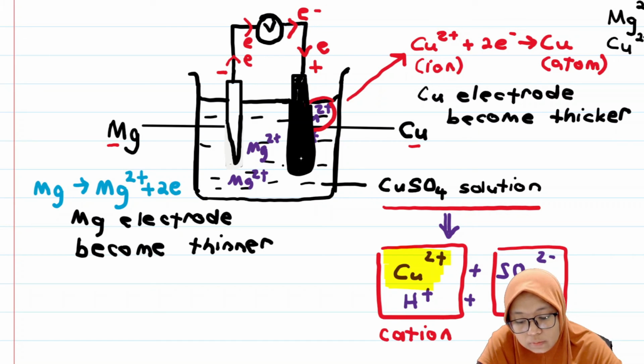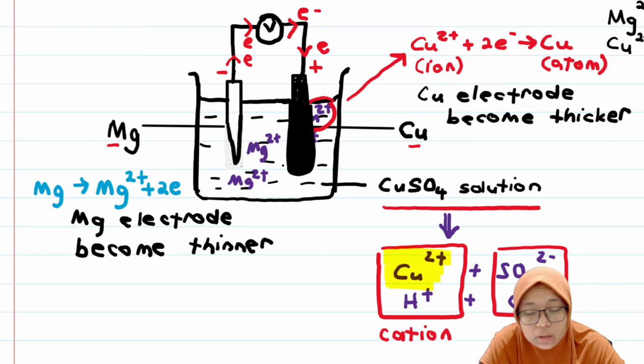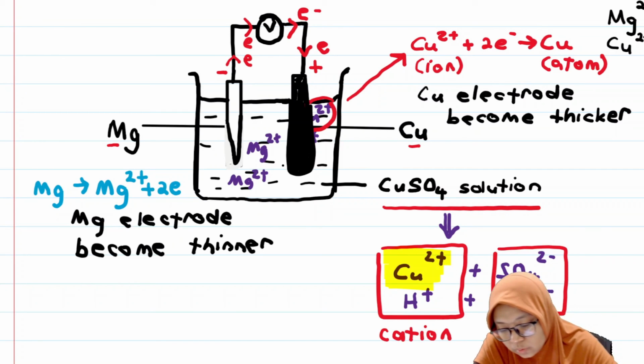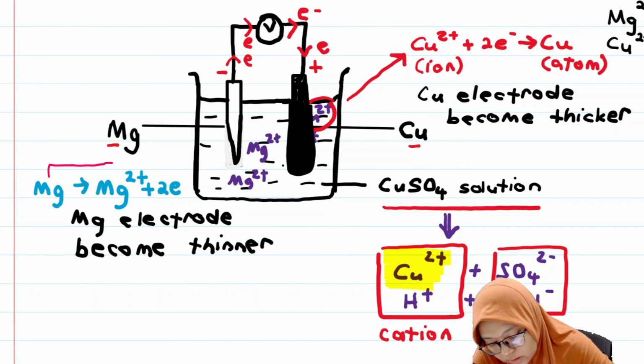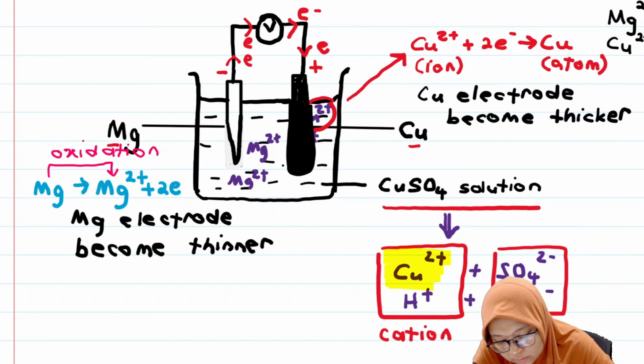It's just that if we say the copper electrode becomes thicker, you can see the change of the size of the electrode. But if you say that the brown solid is deposited, it's quite difficult to see because copper is already brown. So you cannot see the difference on the change of the metal electrode. So this is what happens in a simple cell. There is a redox reaction because magnesium undergoes oxidation. Okay, this is oxidation reaction. So magnesium here is the reducing agent.